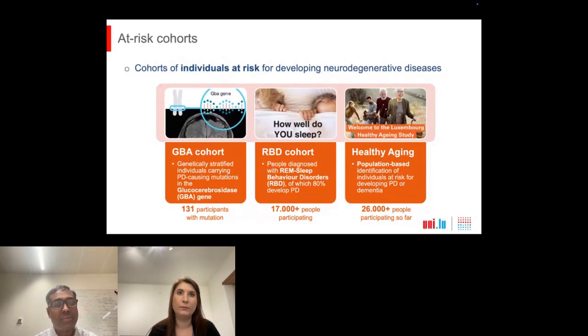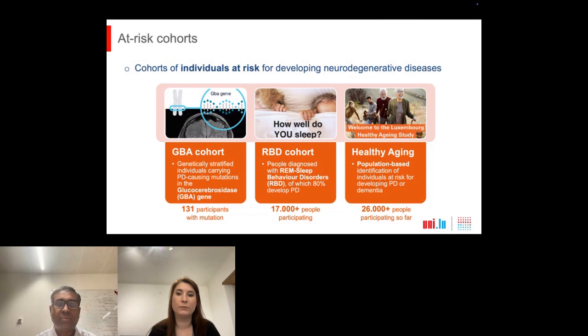They have PD-causing mutations, especially in the GBA gene, and they are not PD patients yet. These individuals underwent functional MRI, and they have a very high chance of developing PD. So we are very interested in following these GBA carriers over time, and when they convert, seeing what the differences are at the molecular level.